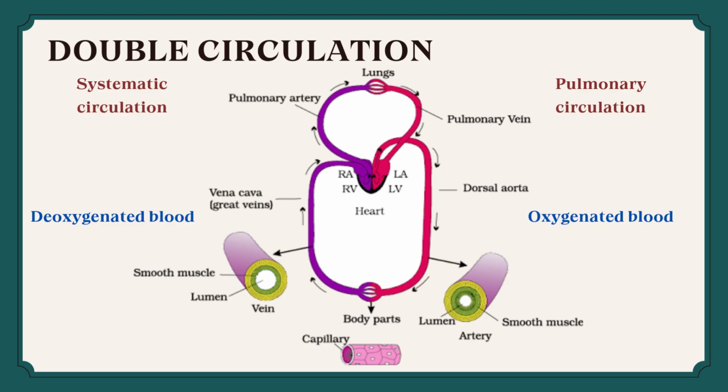Hepatic portal circulation. It is a special type of circulation which happens in our digestive tract, where deoxygenated blood from the intestine is carried by the hepatic portal vein to the liver, then to the inferior or superior vena cava.